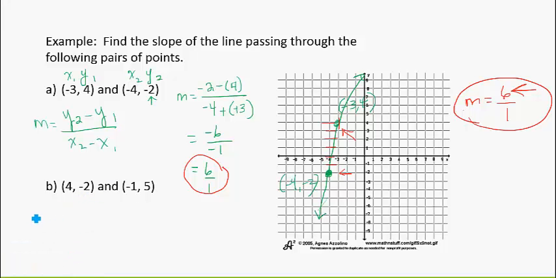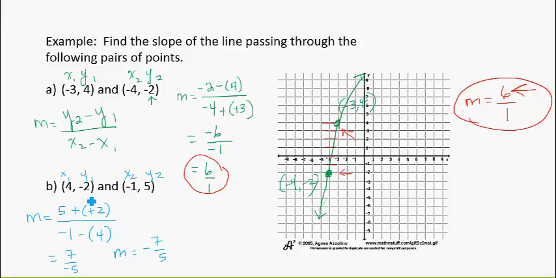So here, let's find the slope using the slope formula. I'm going to label these x1, y1, x2, y2. My y2 is 5 minus my y1, which is -2. My x2 is -1 minus my x1, which is +4. When I do that, 5 minus -2 gives me 7. -1 minus 4 is -5. So my slope is -7/5.